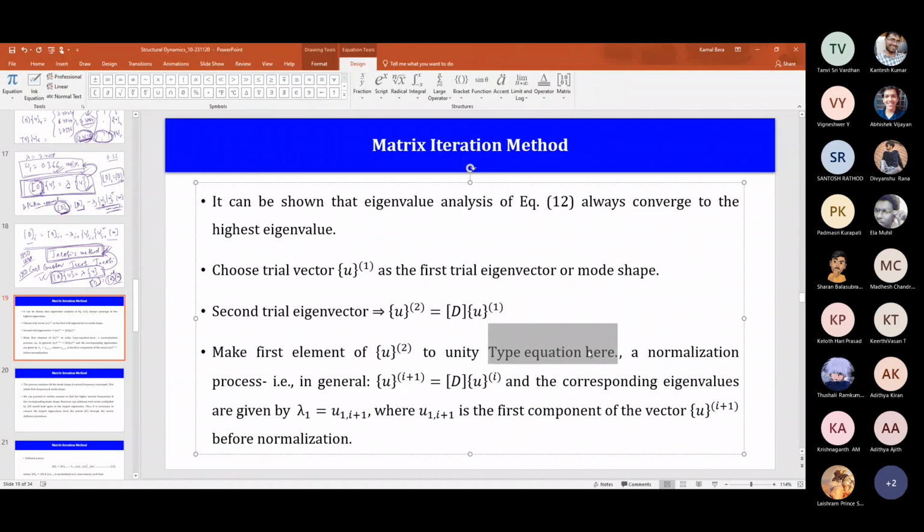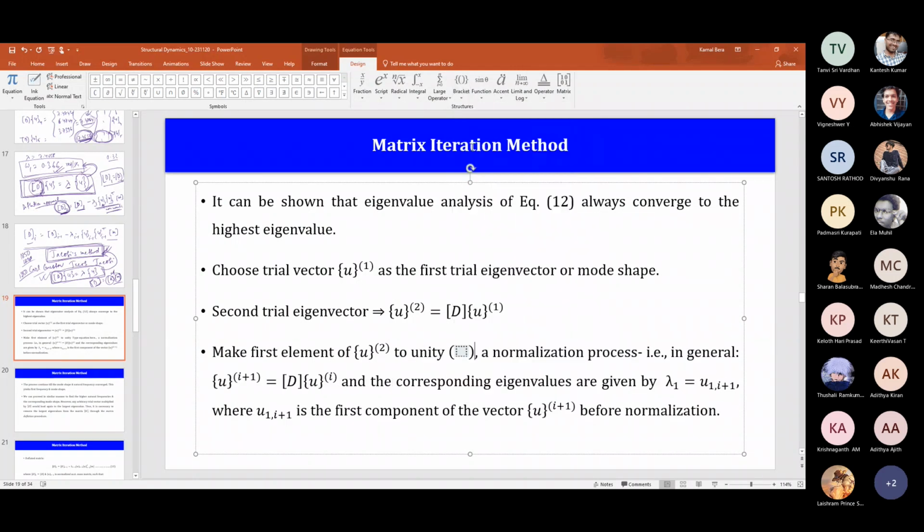Here it should be plus minus. Now tell me how to write plus minus 1 here.